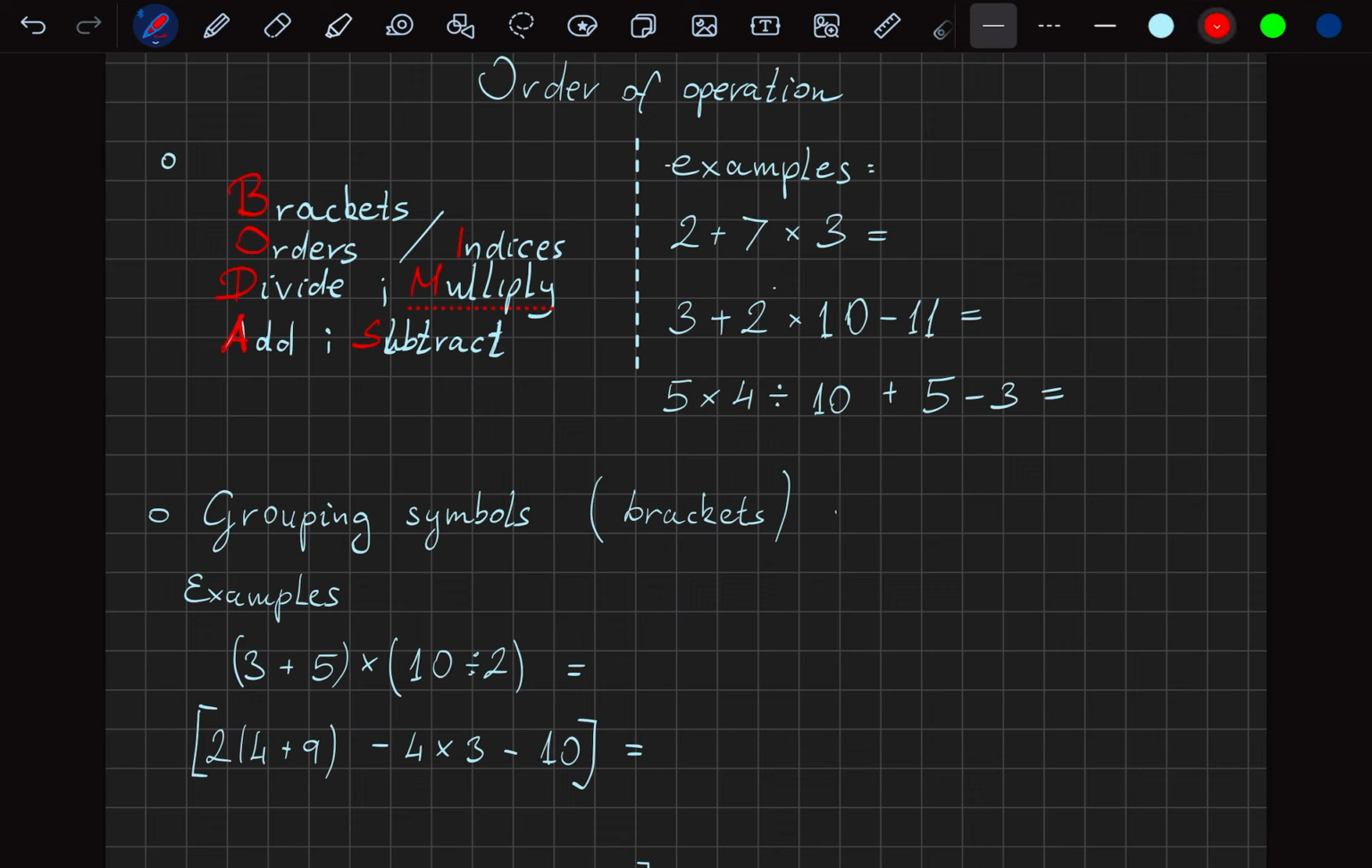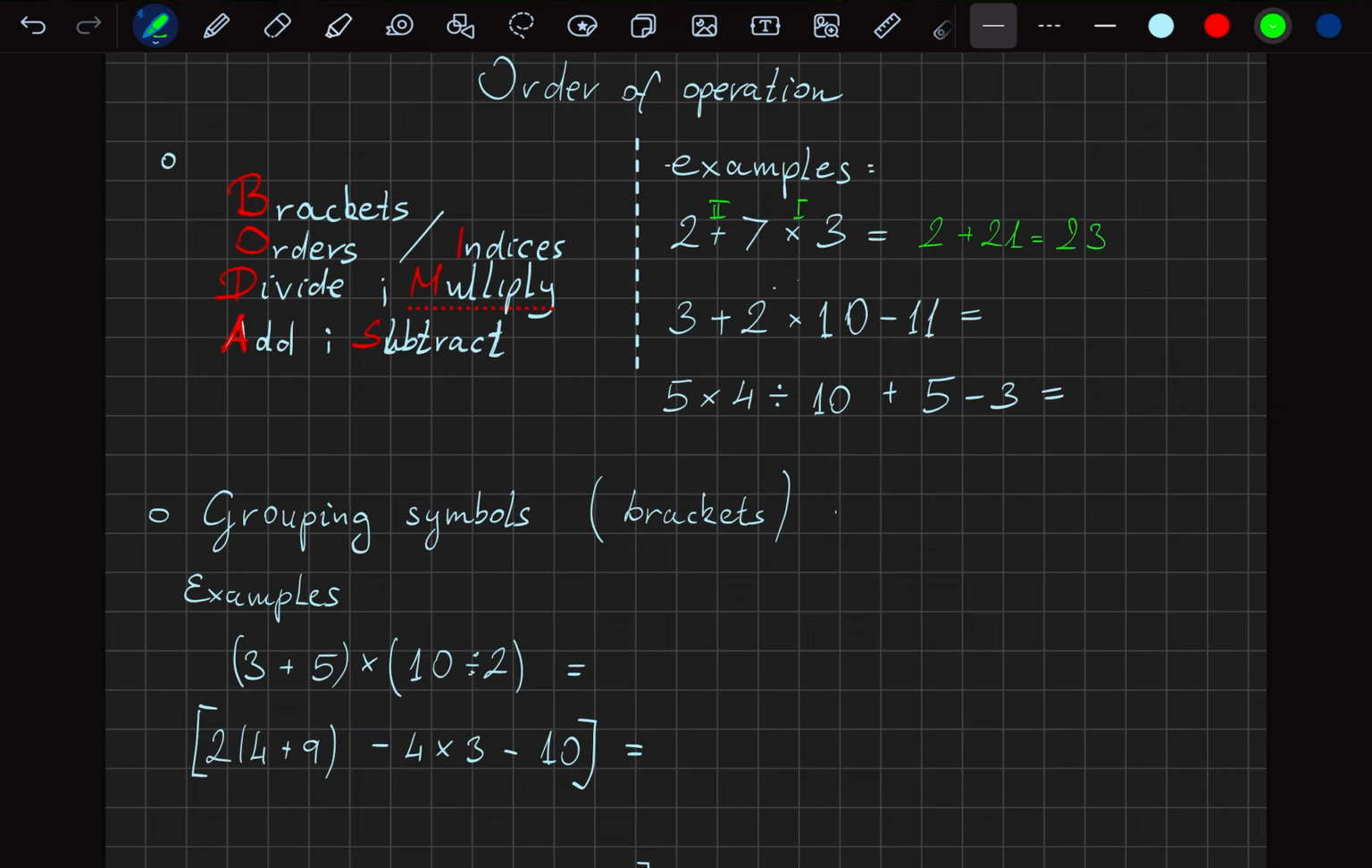So, for example, we have this here, 2 plus 7 times 3. First, we don't have brackets, orders or division, so the multiplication is the first, and after that the addition, this will be the second one. So 7 times 3 is 21, plus 2, it's 23.